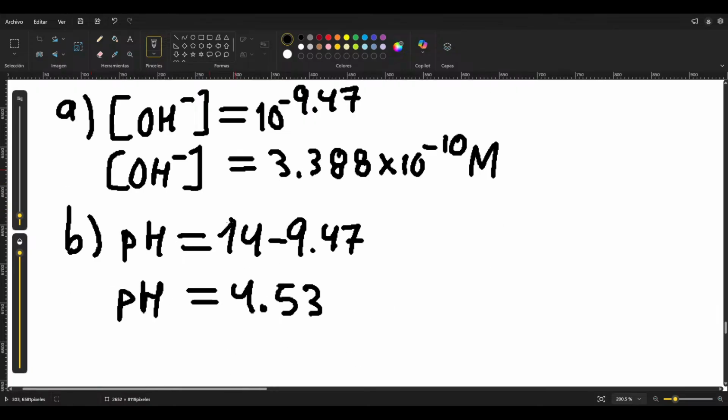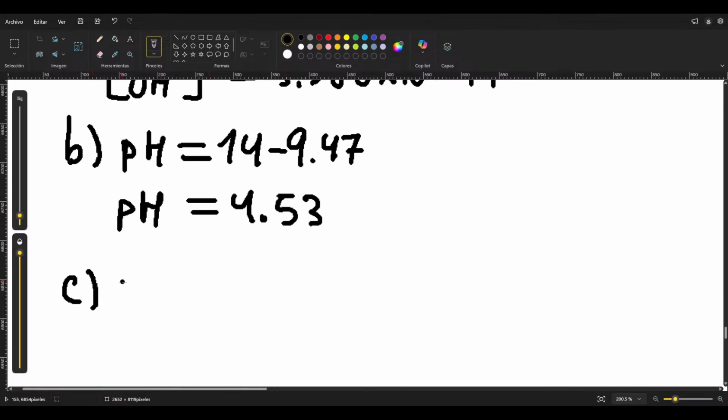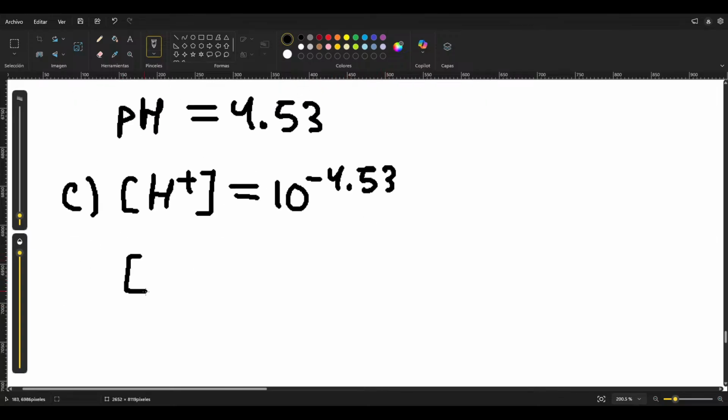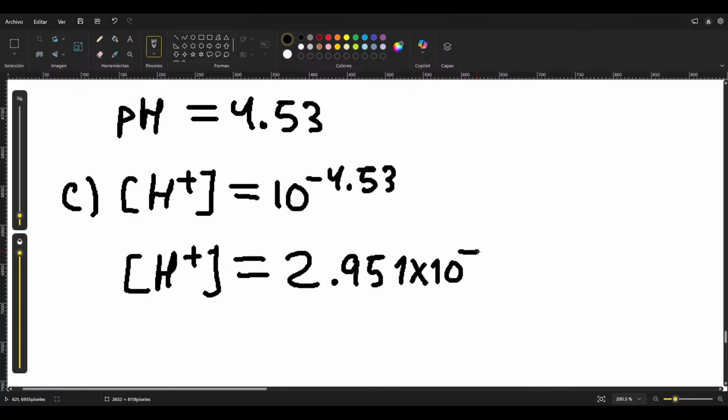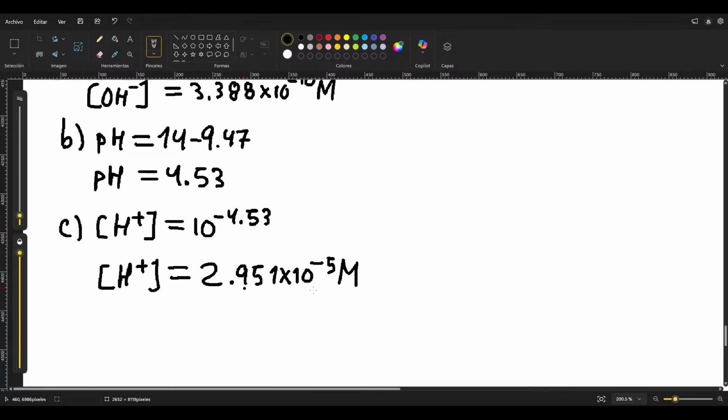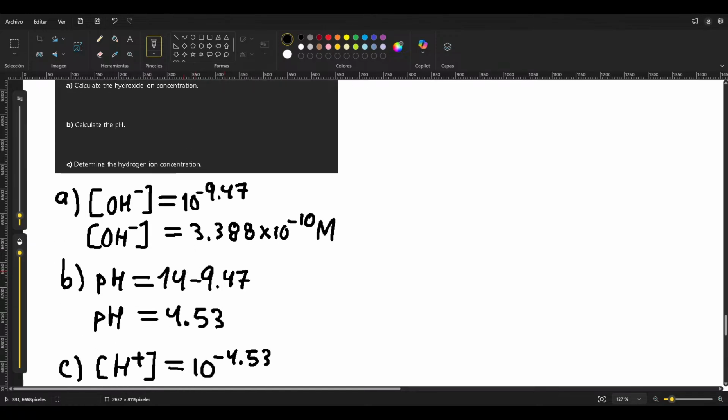Determine the hydrogen ion concentration. Well, the hydrogen ion concentration is 10 to the negative pH. So 2.951 times 10 to the negative 5 molar. And that's it.